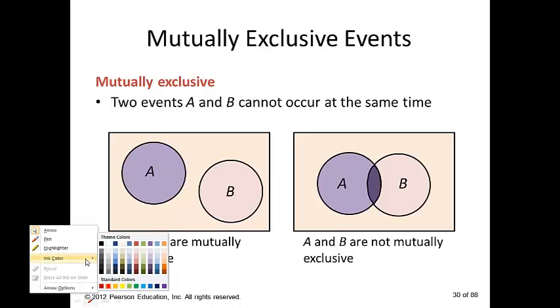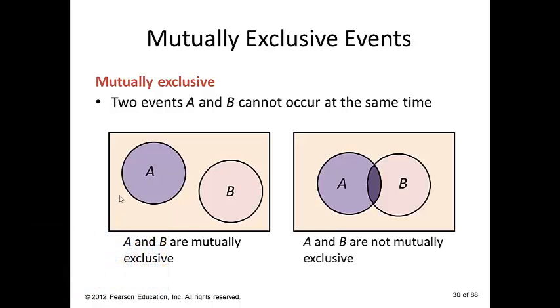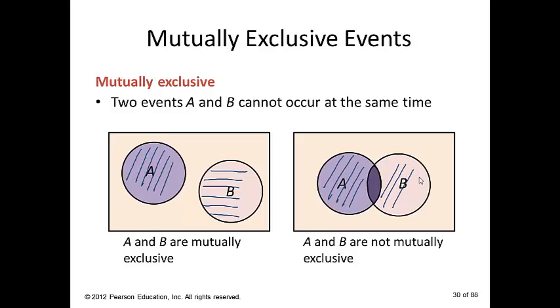The figure on the left is a Venn diagram representing two events. This is event A, and over here is event B. And you see they have no overlap, therefore they are not happening at the same time, so events A and B are mutually exclusive. On the second, to the right, we have event A, and we have event B, and we see that they overlap in the middle, therefore they are not mutually exclusive.